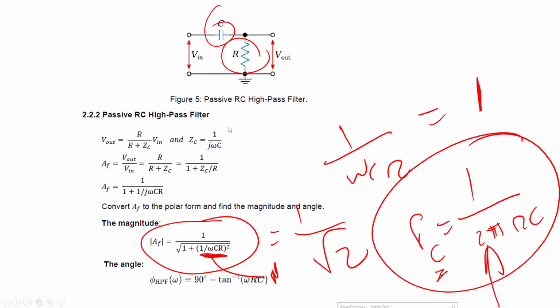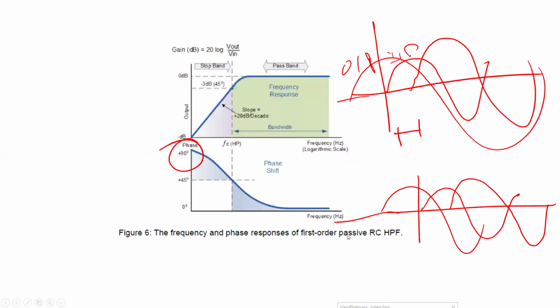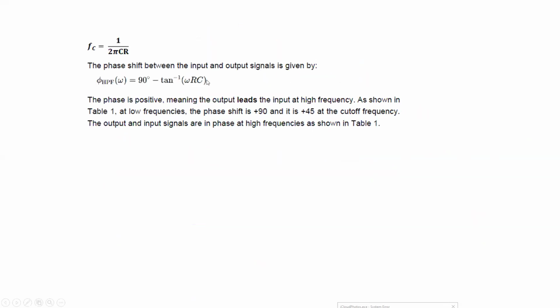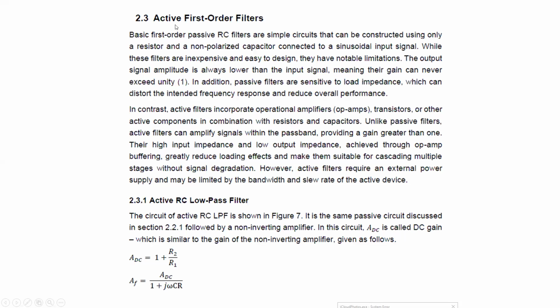The second one here, all we did in the case of the high pass filter, I just put C here and put R here. Okay. And this is the magnitude, this is the angle. And then this is how the response looks like. So as expected, because this is a high pass filter, it has to pass high frequencies and it has to block low frequencies. Anyway, so now I'm gonna move to another thing, we call it active.